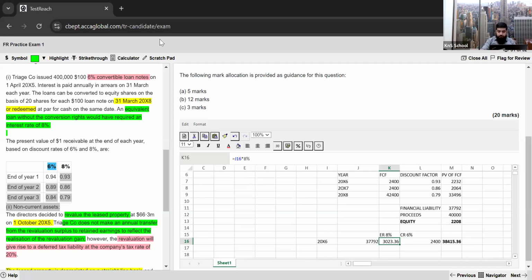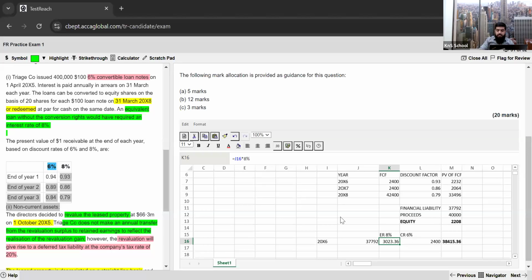Remember, what amount of interest expense should be recognized in P&L? Anyone? Yes, always remember, in P&L, we always recognize the effective rate. So we are obviously going to recognize the effective rate.